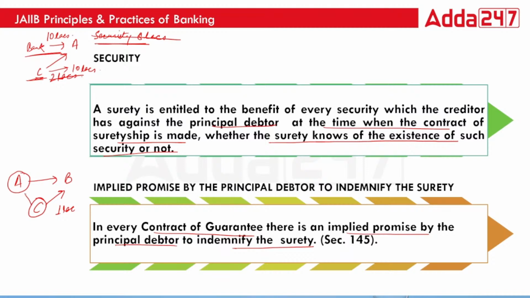There is an implied indemnity from A to C that if C had to make payment on behalf of A, then A is liable to make payment to C. This is implied in the contract of guarantee. A is the principal debtor and B is called creditor. Now once C makes the payment, he becomes creditor and A is liable to make payment to C.